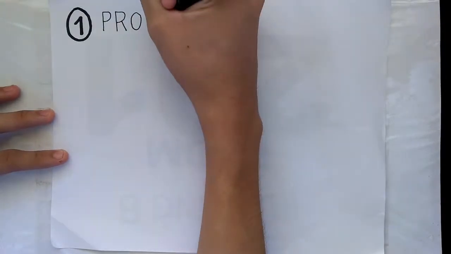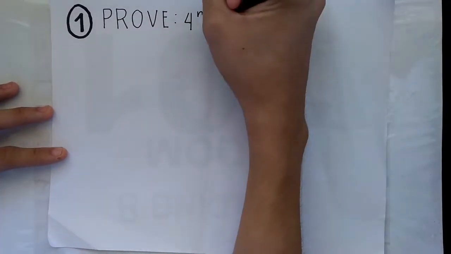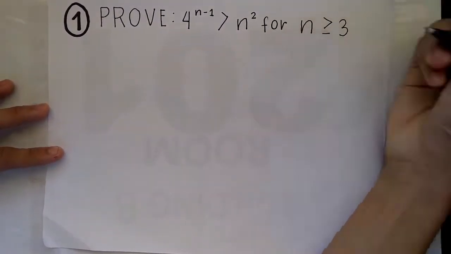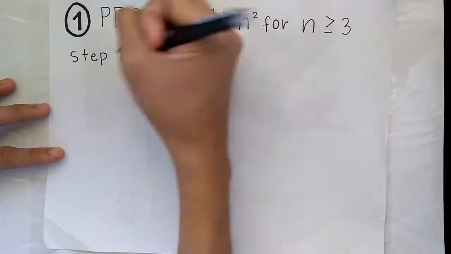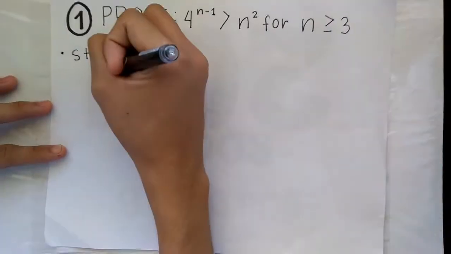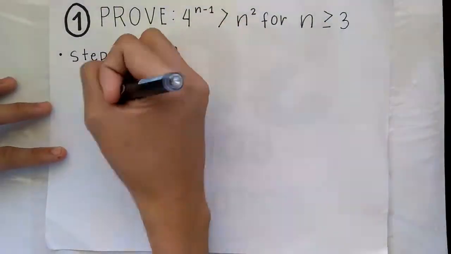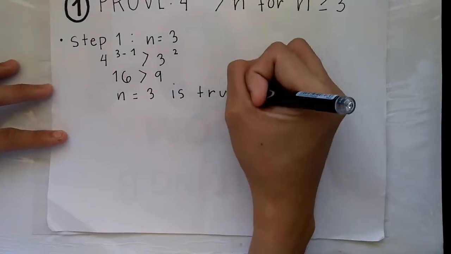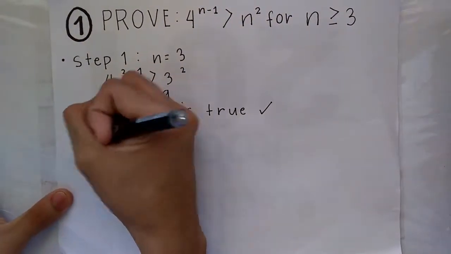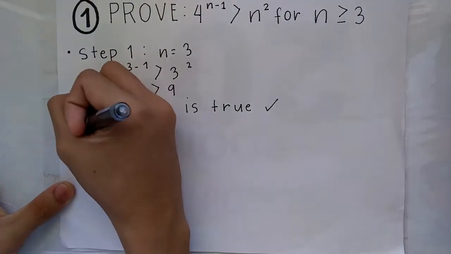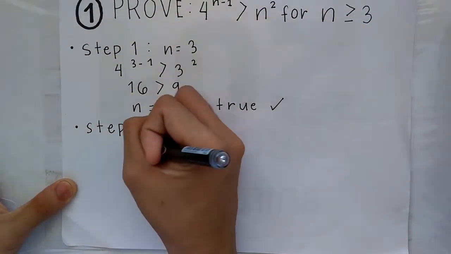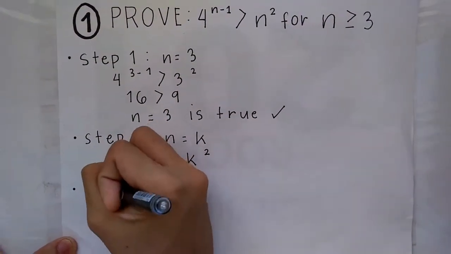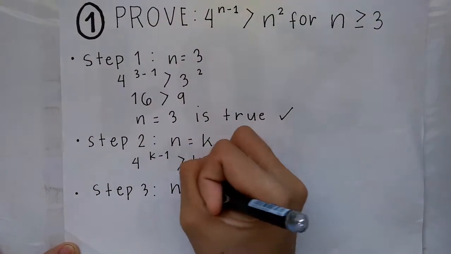Prove that 4 raised to n minus 1 is greater than n squared for n greater than or equal to 3. Step 1. Use the value n equals 3. Substitute it in the equation. The answer is 16 is greater than 9, which concludes that n equals 3 is true. Step 2. Use the value n equals k. The equation will be 4 raised to k minus 1 is greater than k squared. Step 3. Use the value n equals k plus 1 and substitute it to the equation.